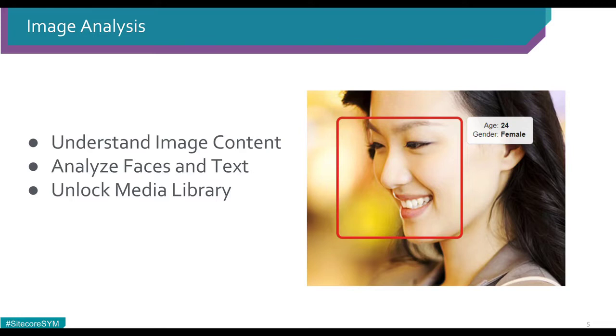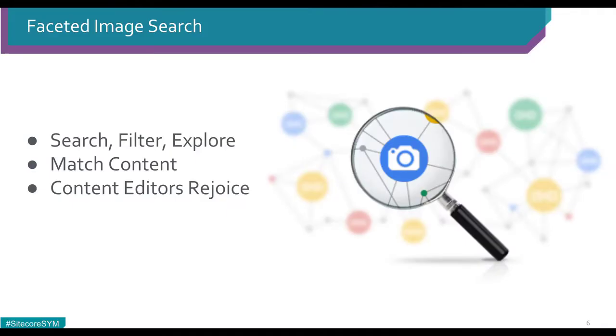uploaded it. The analysis I got back told me that there's a woman in this image. She's around 24 years old, and her face is where the box is. Now you take that and you scale that up to your entire media library, and all of a sudden, you can know what's in your images without having to look at them. And one of the key benefits of this is that you can build something like a faceted image search. Now you can sort and filter, you can pair with content, and this really is fast.